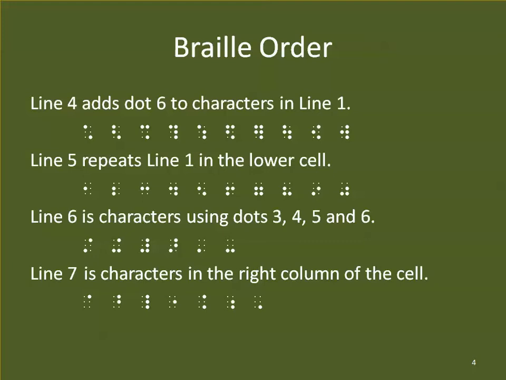The next 4 lines: line 4 adds dot 6 to those same 10 characters from line 1. And that's where we get our W from, at the very end. Line 5 repeats line 1 in the lower cell, so it drops them. That's where we get our punctuation, and if you're a Nemeth person, that's where we get our Nemeth numbers from. Line 6 is the characters possible using only dots 3, 4, 5, 6, not dots 1 and 2. And there are only 6 characters possible with that configuration. Line 7 is the characters that are only in the right column of the cell, so that's where we get our prefixes from.